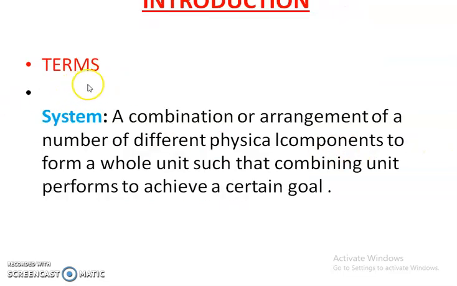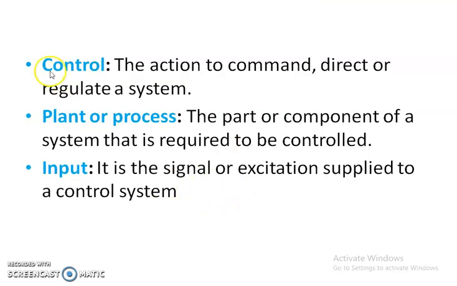First of all, we have to discuss the introduction. So, different terms. What are the terms related to control systems? First is system. A combination or arrangement of a number of different physical components to form a whole unit, such that the combined unit performs to achieve a certain goal.